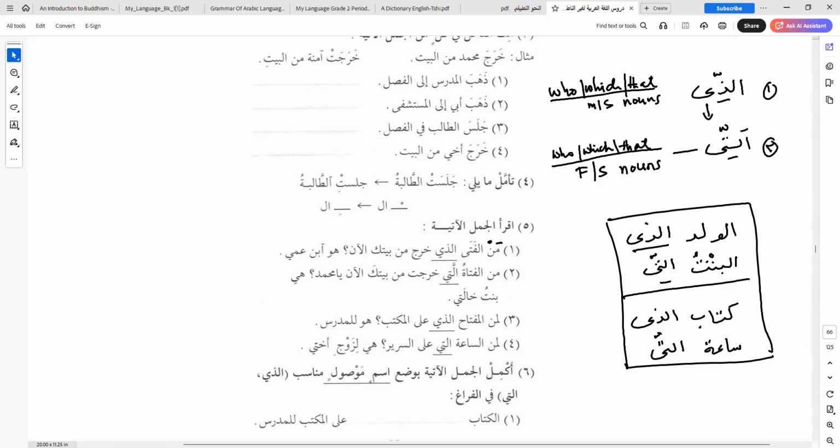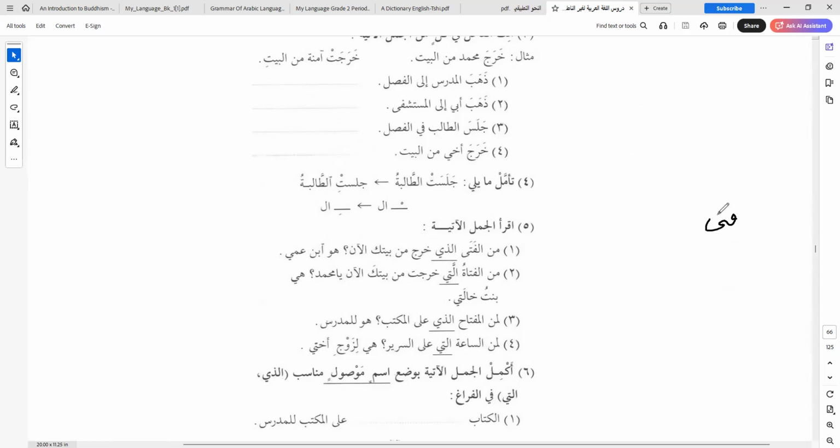Now, man al-fatatu. Remember, fatan in Arabic is young man, and then the opposite is fatatun, which is young woman. Young man, young woman. Fatan, fatatun.